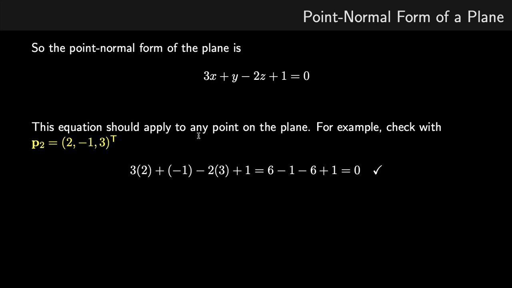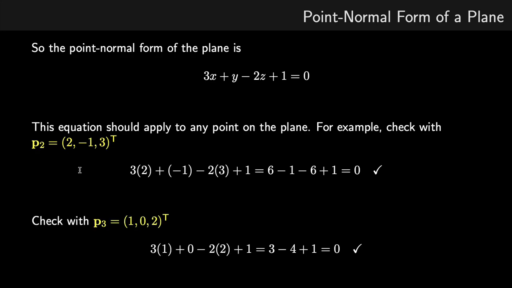So let's test it with P2. So P2 had the position vector 2, negative 1 and 3. So if I substitute 2, negative 1 and 3 in place of x, y and z, we see we have 0. So that confirms that P2 lies on our plane. And also do the same for P3, which had x equals 1, y equals 0 and z equals 2. And you can see that's also satisfied. So any point on that plane satisfies this equation here.